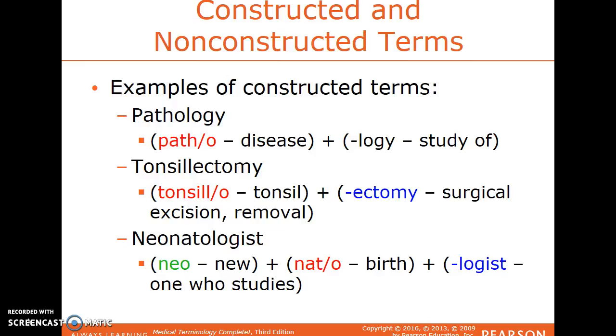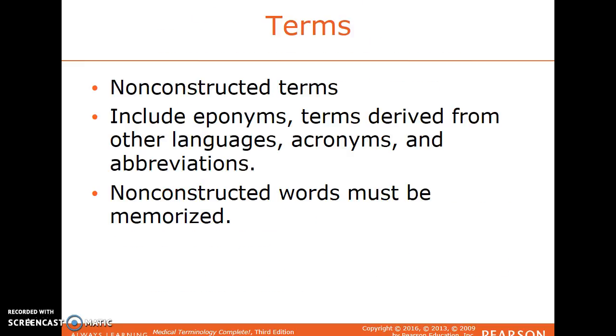The term pathology is constructed of the word part patho, meaning disease, and logy, or the study of. Tonsillectomy: tonsil, meaning tonsil, plus ectomy, which is surgical excision or removal. Neonatologist is a constructed term. Neo means new, nato is birth, and logist is one who studies. So a neonatologist is a person who studies new birth or new babies.